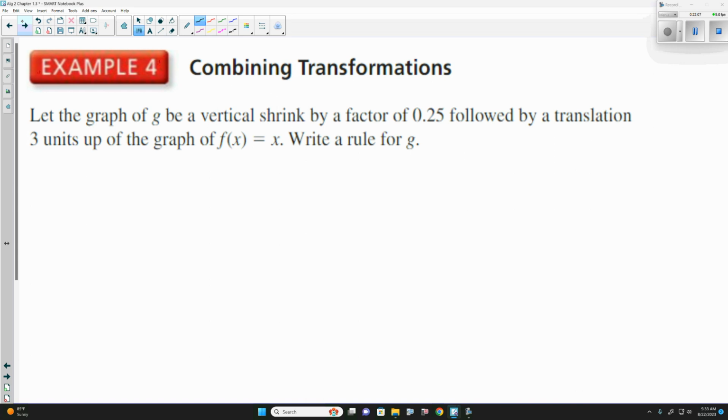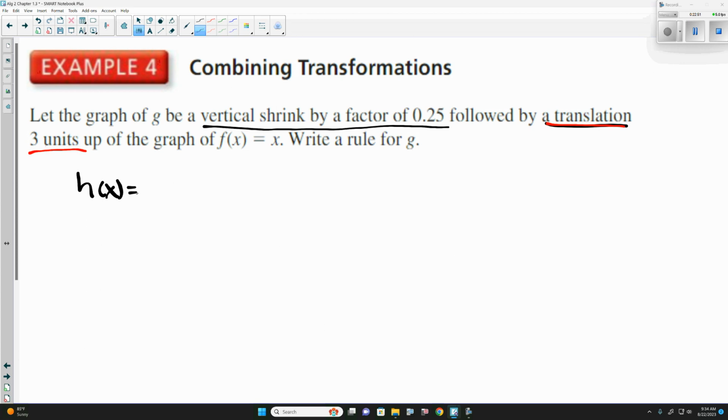So if we look at this here, let g be a vertical shrink by a factor of 0.25, followed by a translation 3 units up of the graph f of x equals x. So, which one was listed first? Vertical shrink of 0.25. So the first thing I'm going to do is do that one. Now, I'm going to call it something other than g, because g of x is the final answer. So I'm going to call this h of x.